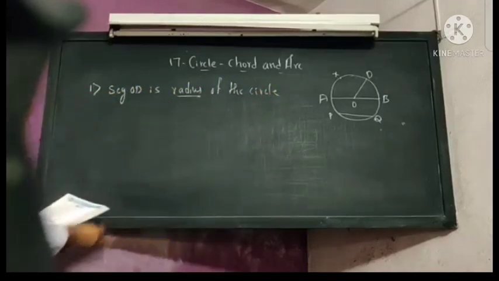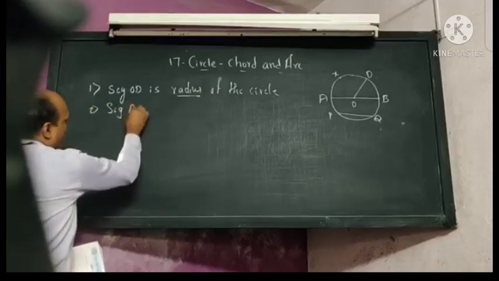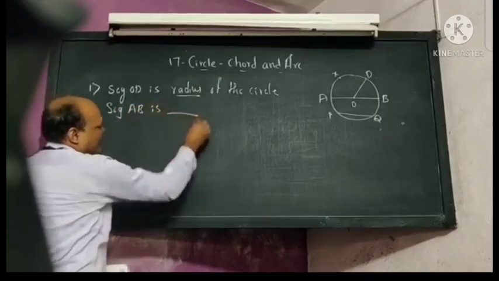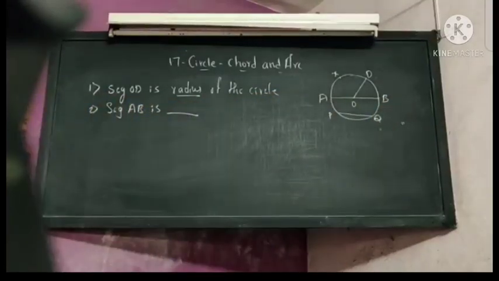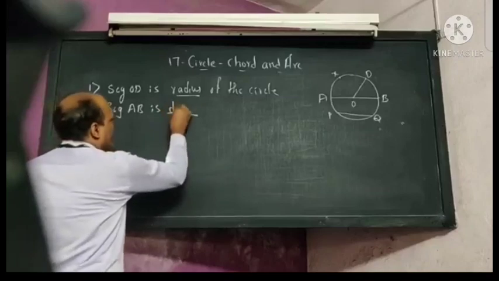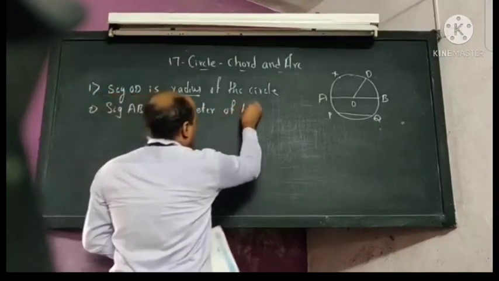Same way, segment AB is dash. Segment AB is what? It's a diameter because it passes through the center of the circle. So it's a diameter of the circle.